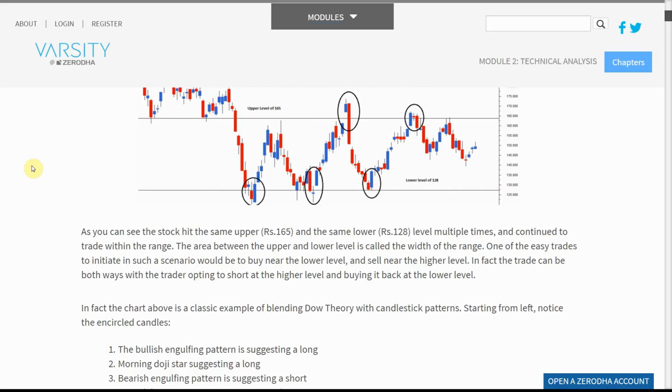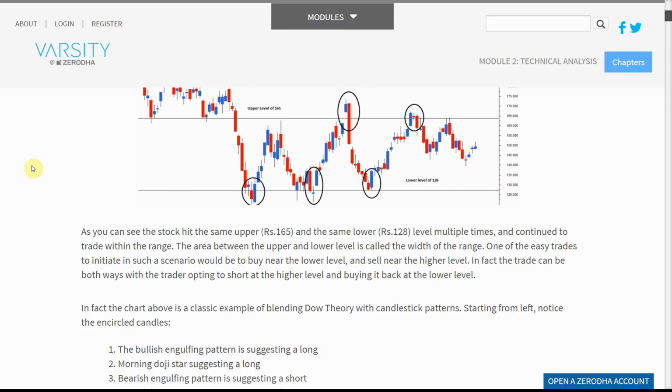The area between the upper and lower level is called the width of the range. One of the easy trades to initiate in such a scenario would be to buy near the lower level and sell near the higher level. In fact, the trade can be both ways, with the trader opting to short at the higher level and buying it back at the lower level.